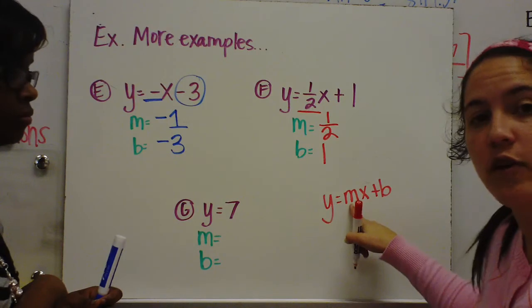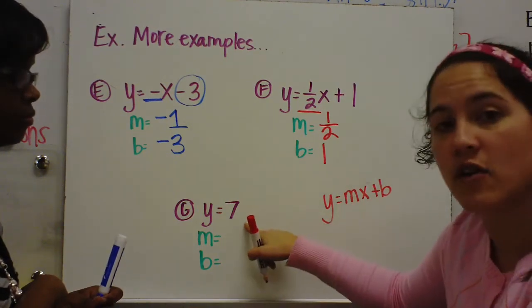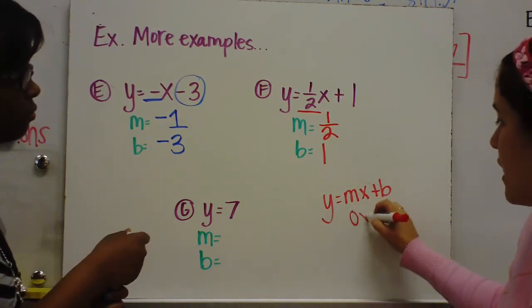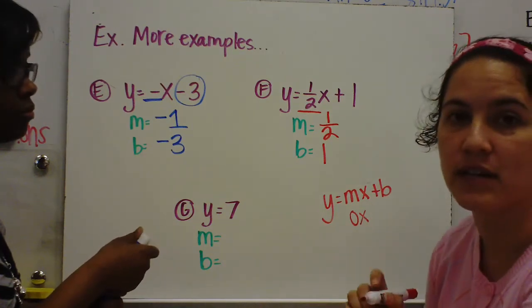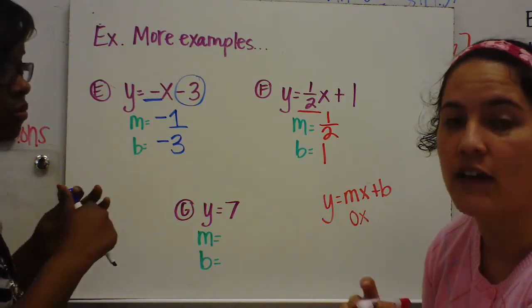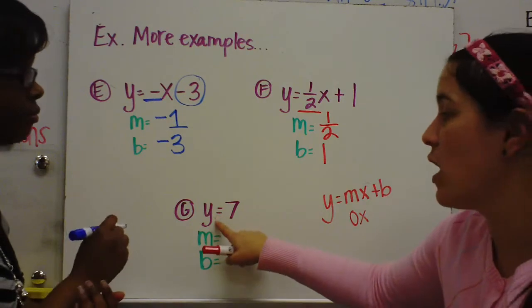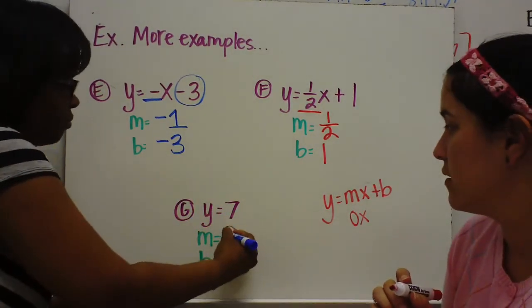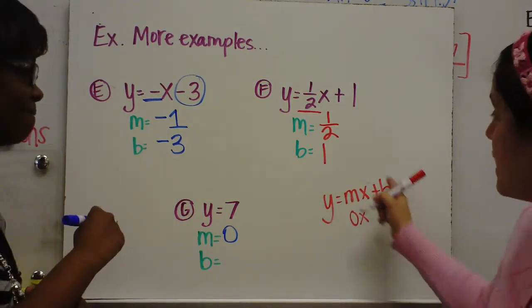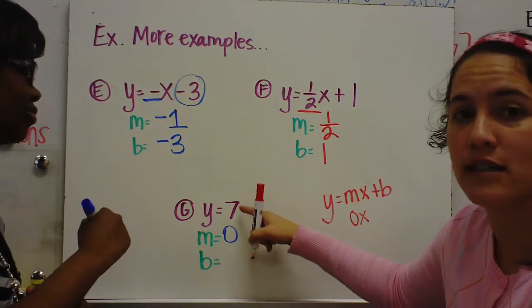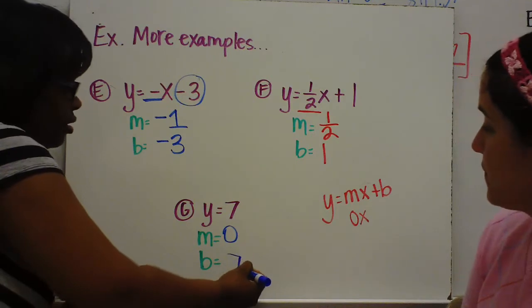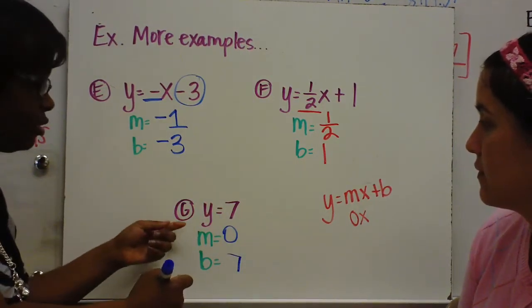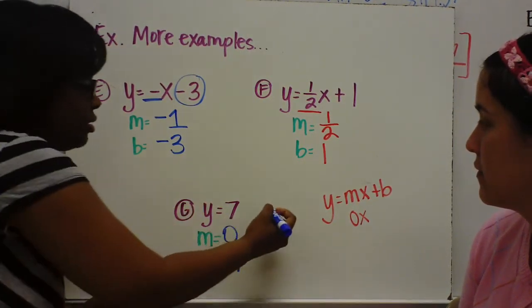Our slope is the coefficient of x, if there is no x, that means it would be 0 times x, because 0 times x is 0. If you have an equation that just has a y with no x, that means the slope is 0. And then the plus b is this value, and since it's positive, it's going to be just 7. I'm going to add another example since we're doing y equals x.